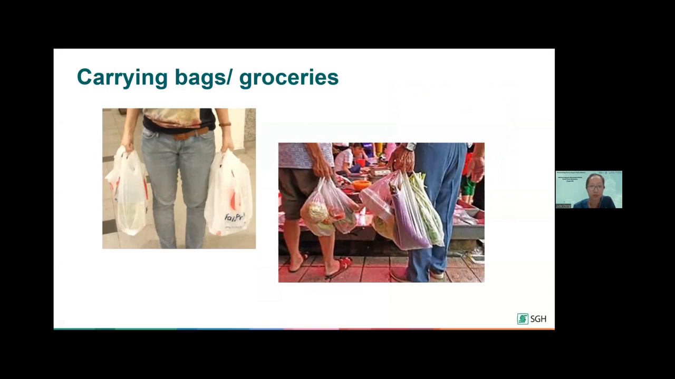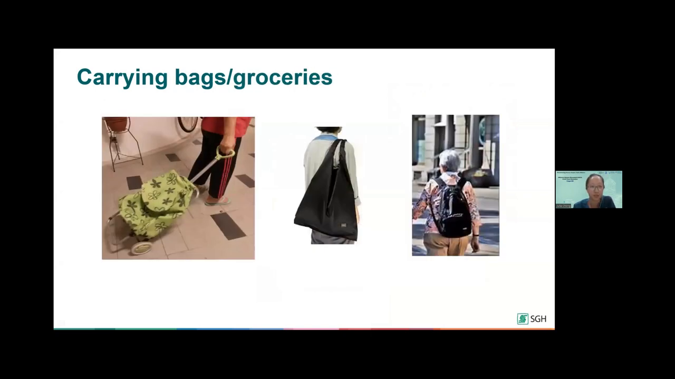You see people carrying 5 bags on one hand, 5 bags on the other hand, and multiple bags all together. So we suggest making use of a trolley so that you don't put so much weight on the fingers, as well as carrying over your shoulders. Of course, the best thing is if you can get a backpack, so that you can distribute the load of the items over both shoulders.